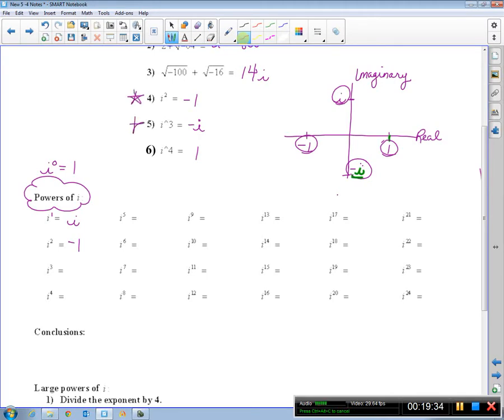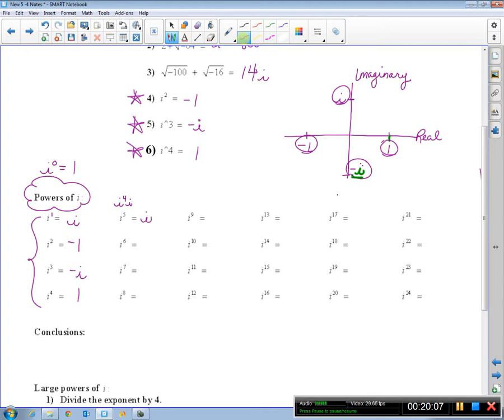i cubed, we've already done. Negative i. i to the fourth is 1. So what we get here with this little i, negative 1, negative i, 1 is going to be a pattern. Because i to the fifth is simply, if you think about it, just i to the fourth times i. That's 1 times i, or i.